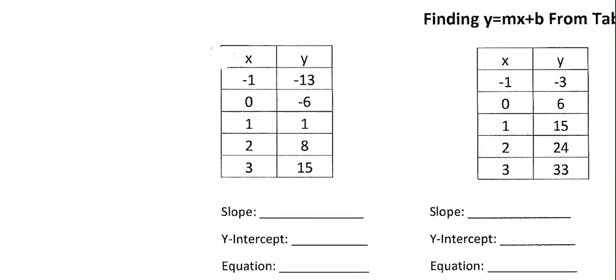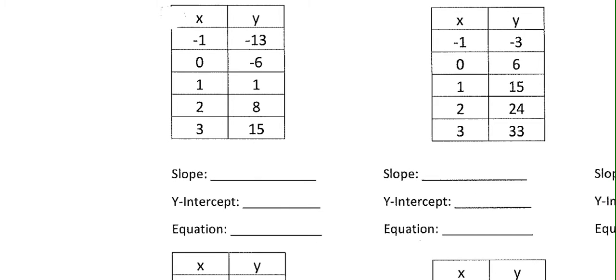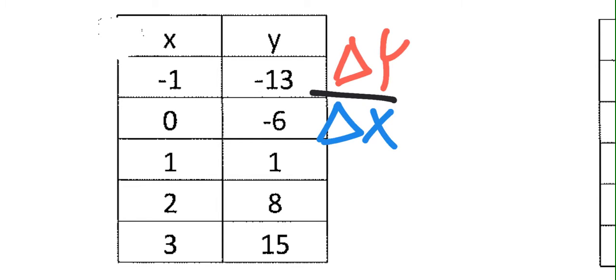We're going to start with tables. We're going to start with what we already know. We're going to start by finding that slope, that m. So we're going to do the same gig that we did yesterday. We're going to look at our change of y, and we're going to put it over our change of x. So let's take a look at our y's first.